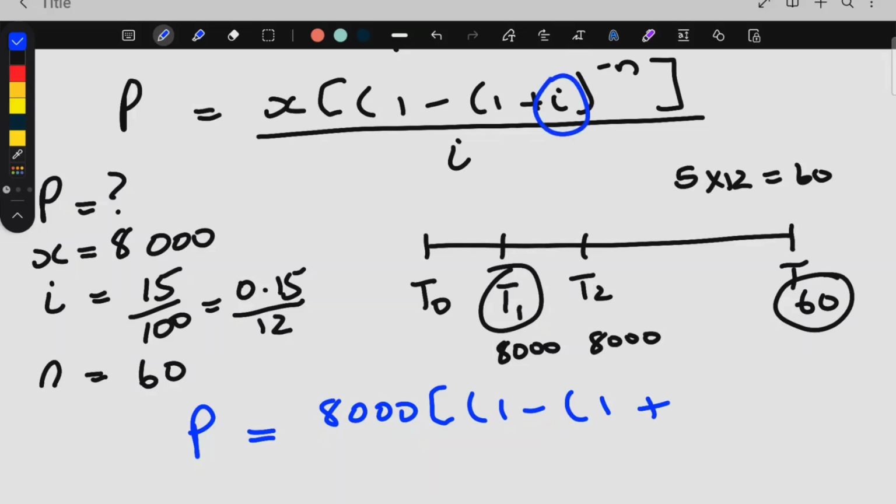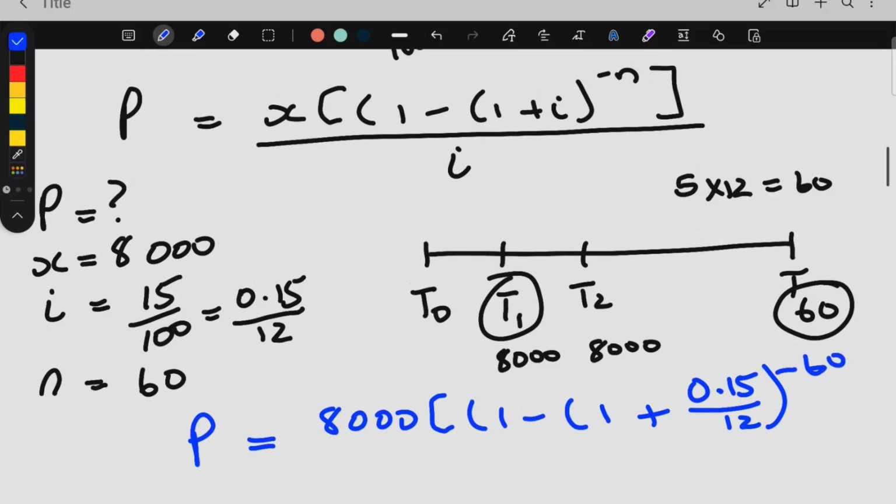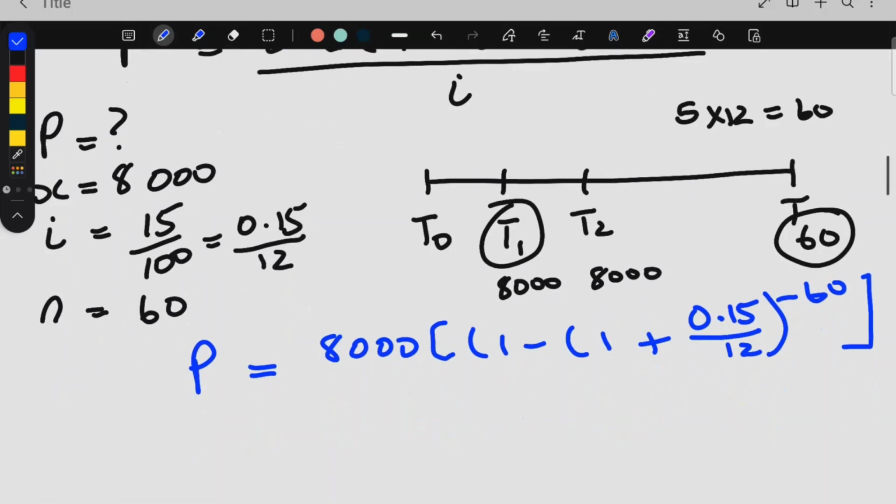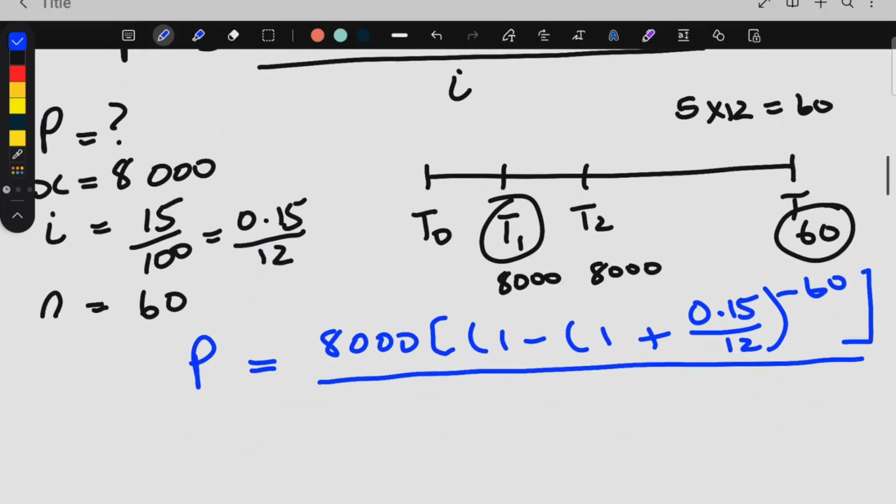Then this I, the interest, is this over here. So I put that in. Then this minus N over there is the number of payments, so it's a negative 68. And then over the interest, which is this.